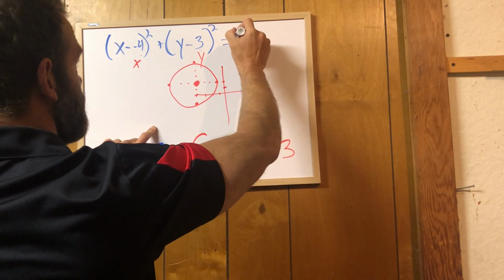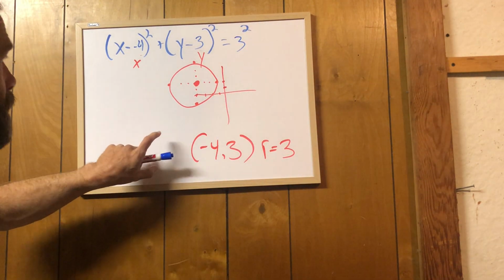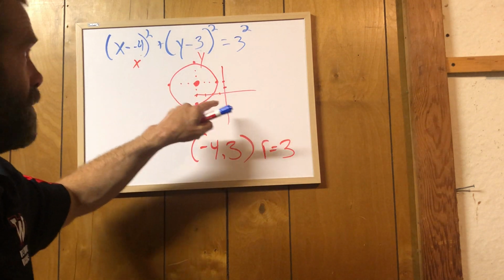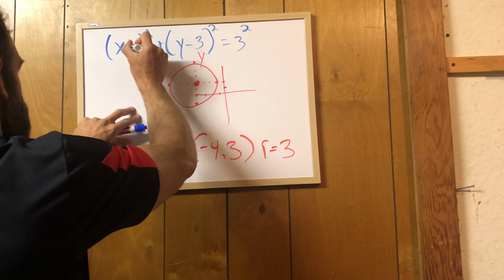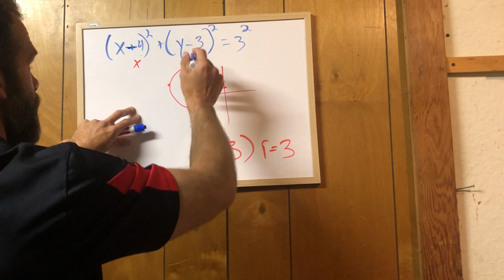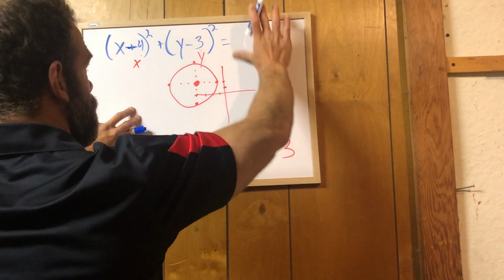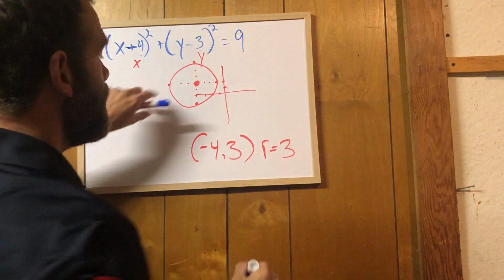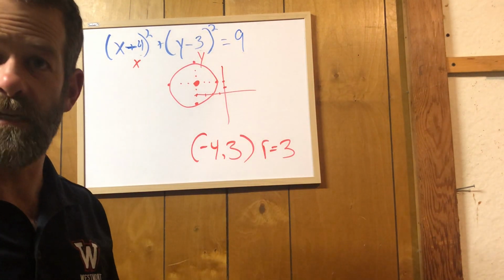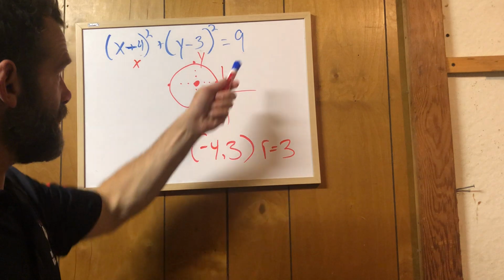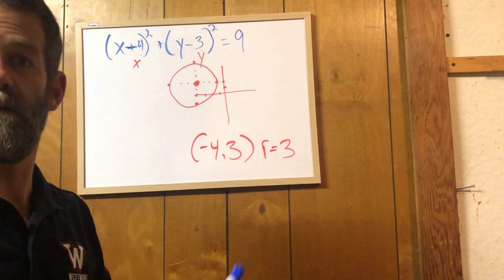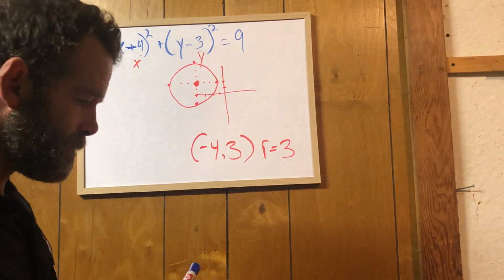Now we're going to clean this up. So this equation of a circle is (x + 4)^2 + (y - 3)^2 = 3^2 or 9. Either they can have your radius squared or they can just have a number. And if there's a number, you square root that to figure out what the radius is.